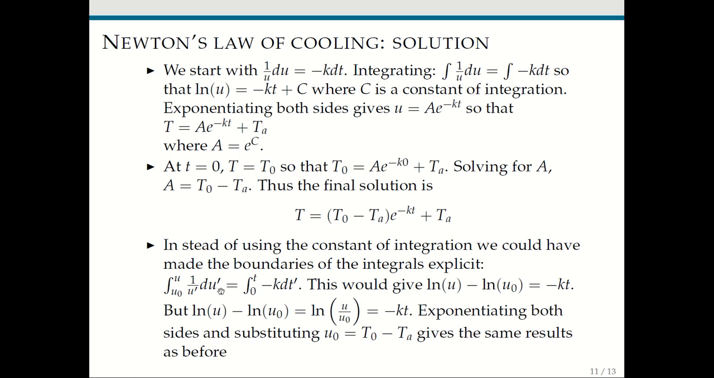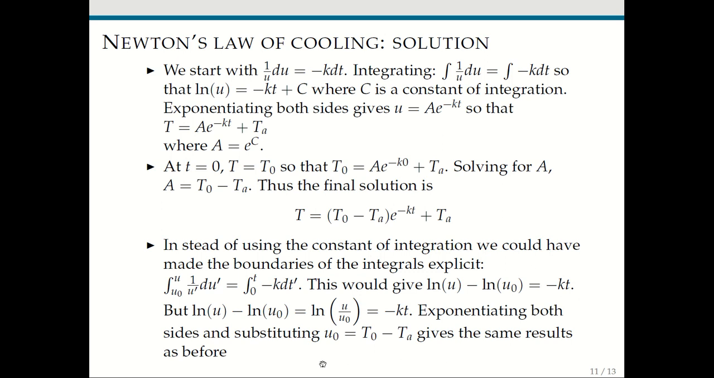Since this is a definite integral, I have to make use of the fundamental theorem of calculus. So I get ln of u minus ln of u0, and on the right-hand side I would get minus kt plus k times 0, which is just 0. So on the right-hand side, I would just end up with minus kt.